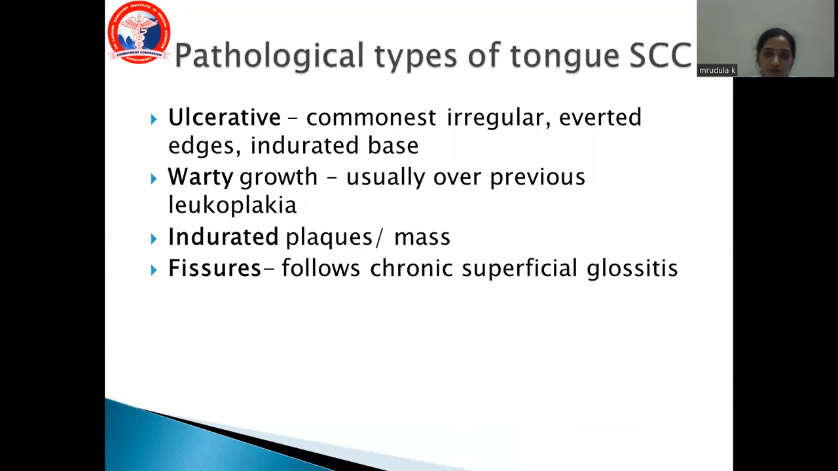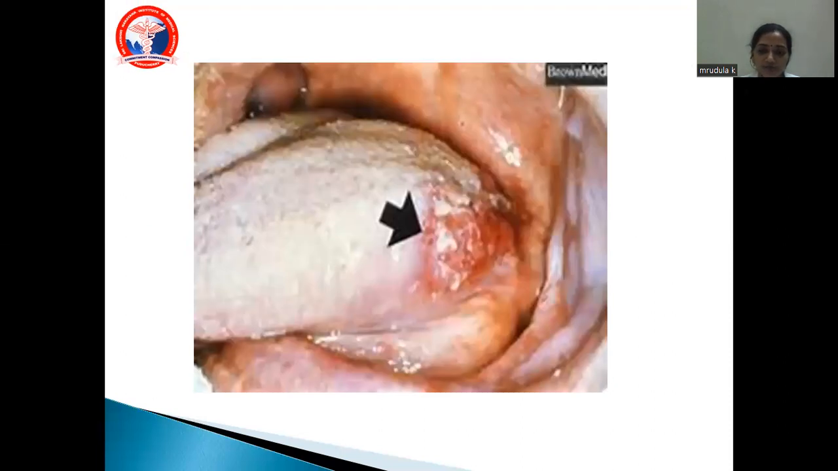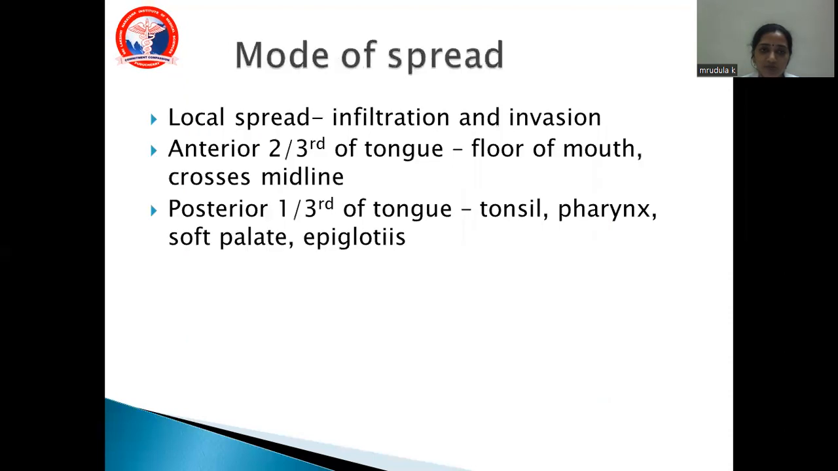Pathological types of tongue squamous cell cancer include ulcerative, warty, indurated, and fissured types. Ulcerative is the most common, with irregular everted edges and indurated bases. Warty growths usually occur over previous leukoplakias. Indurated masses or plaques occur anywhere over the tongue, and fissures usually follow superficial glossitis. This is one ulceration you can see on the lateral surface of the tongue.